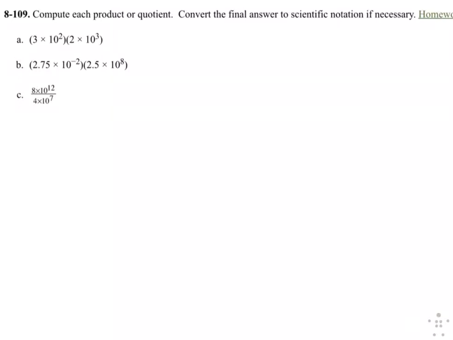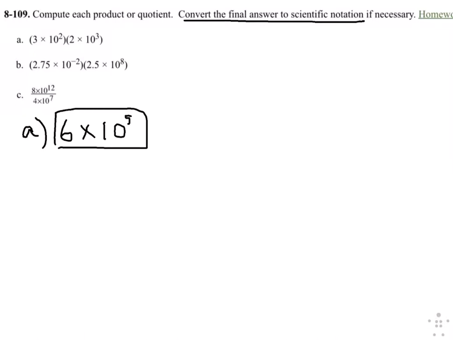Okay, for these we want to multiply and divide scientific notation. So the important part is that it says make sure your answer is in scientific notation. So before we box it, we need to check that. So I take the 3 times the 2 and I get 6. 10 squared times 10 to the third is 10 to the 2 plus 3, which is 10 to the fifth. And then I look, and that is in scientific notation, so we're done.